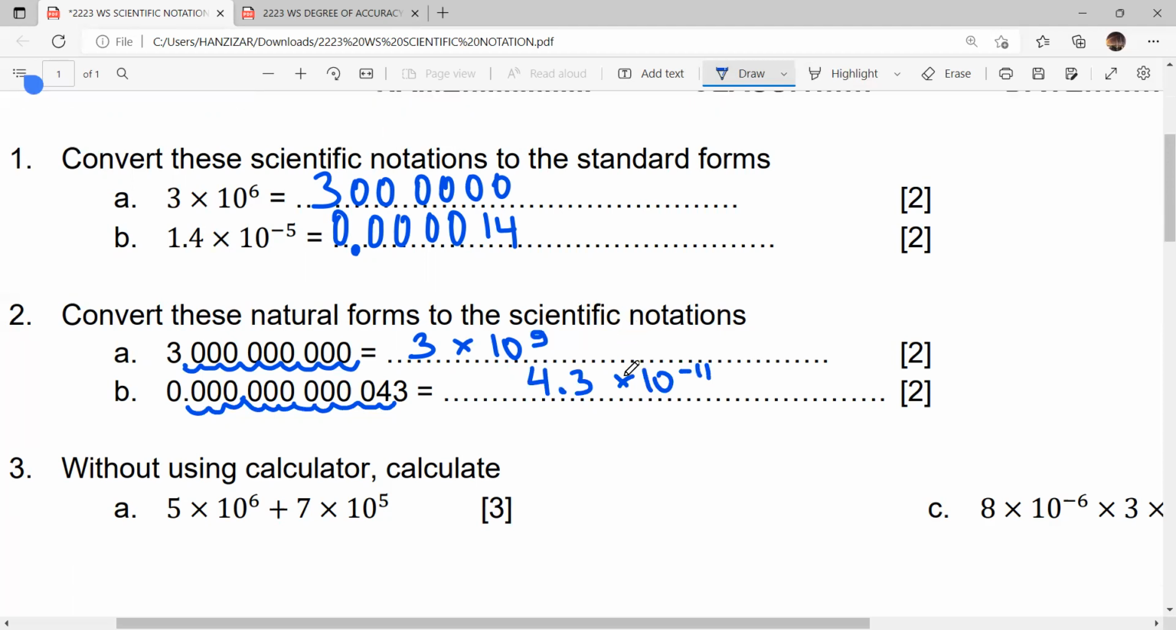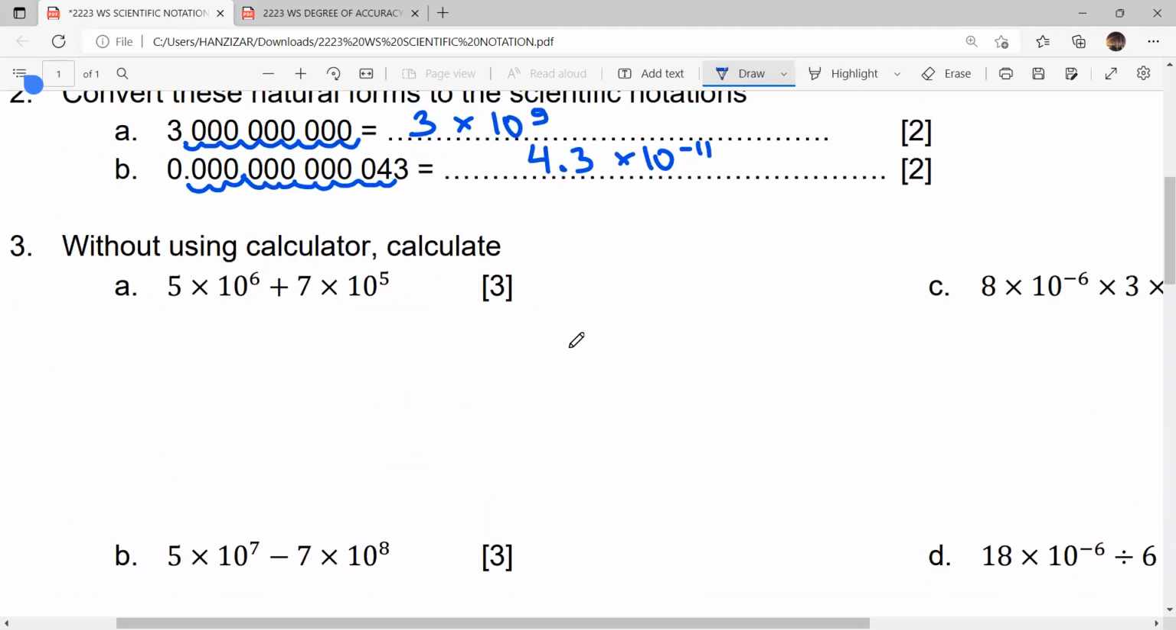Okay, next, part 3. Without using a calculator, calculate this. Be careful. The power is different, right? So you need to change to one same power. You can write 10 power 6 or 10 power 5. In my opinion, the bigger the power, the better, so change to that. So this is 10 to the power of 6. I just changed to 10 power 6, right? So the 5 is unchanged because you don't change the power of that term.